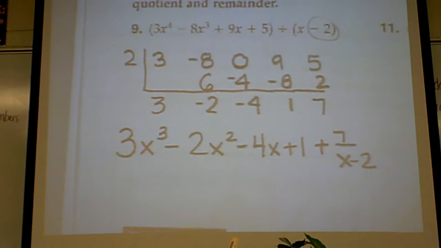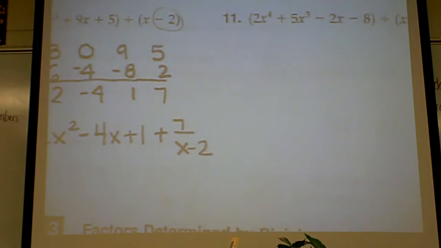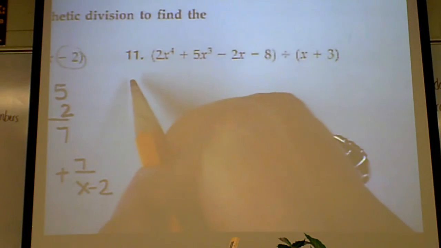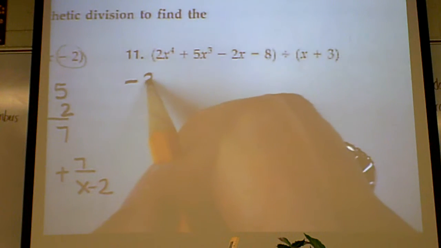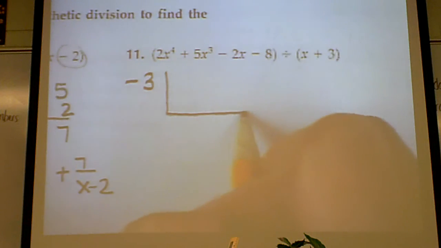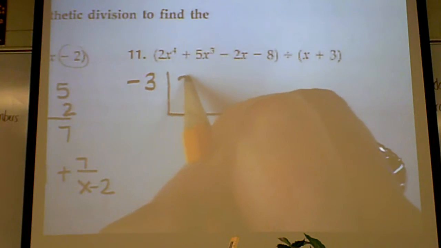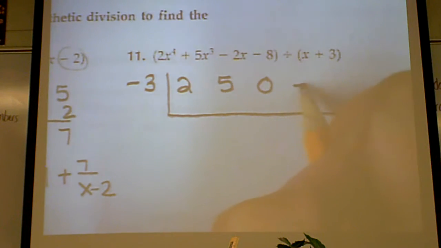We're gonna do 11 together. Tell me what to write. I want to hear you guys, because I know you guys have loud voices. What do I write? Negative 3. I heard 3 and I heard negative 3. We can't all be right. 3 and 3. Okay, what do I write here? 2, 5, 0, negative 2, negative 8. Excellent. Now what?